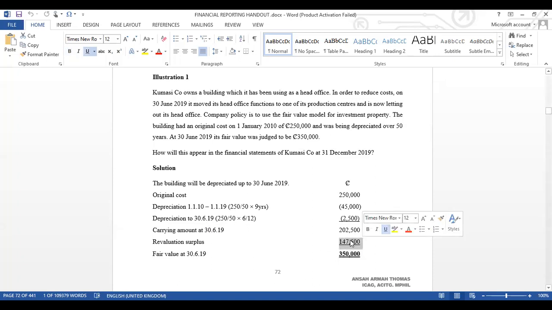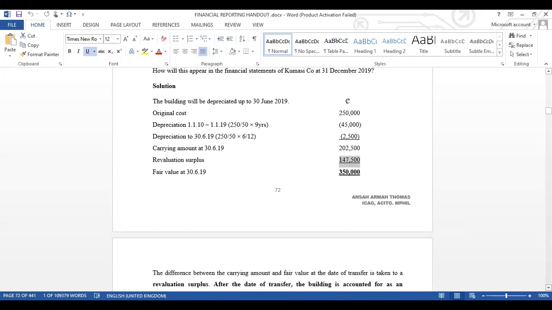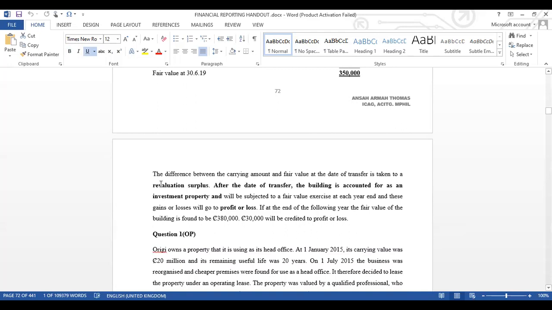So this revaluation surplus is at the time it was a PPE, before you transfer it to an IP. So this revaluation surplus will go to the OCI. All right, so take note of that. So you see this question, the explanation is here. The difference between the carrying amount and the fair valuation at the date of transfer is revaluation surplus. So that one will go to the OCI.